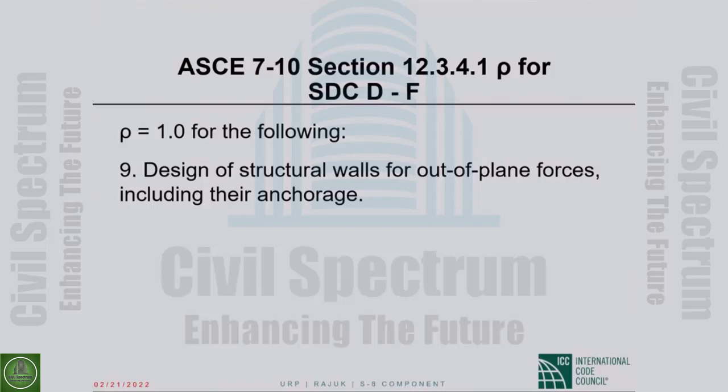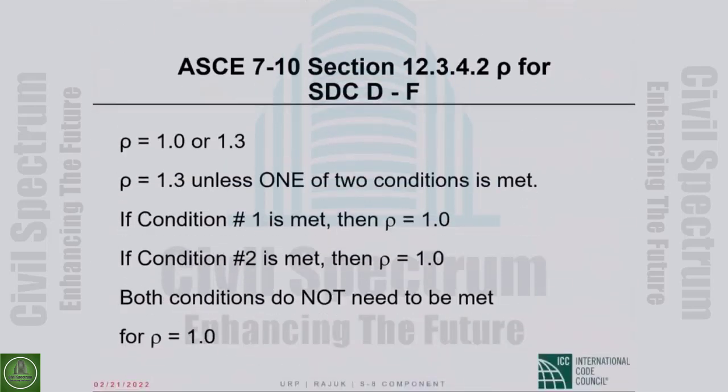So this long list is extremely useful. We use it all the time. Okay, so going beyond that, if your design category is D, rho is 1 or 1.3. Okay, that I have said already, I don't know how many times. Now, rho is 1.3, not 1, 1.3, unless one of two conditions is met.